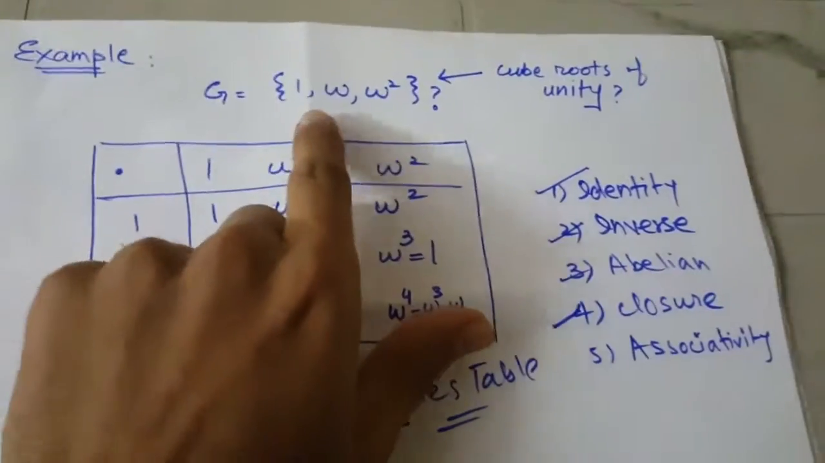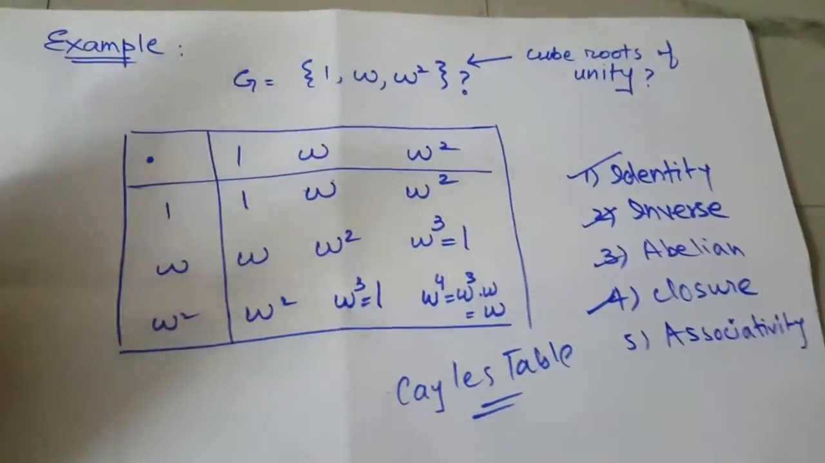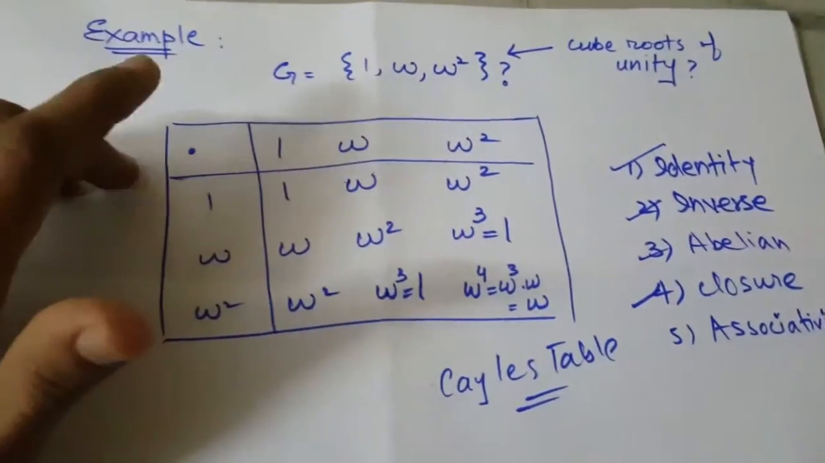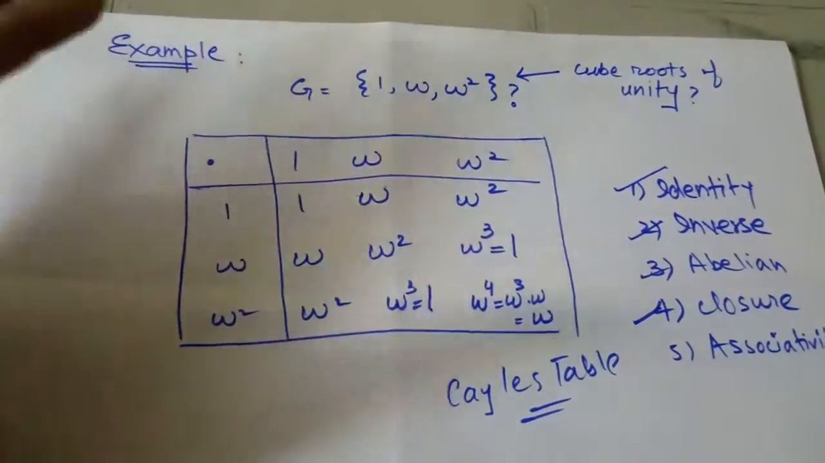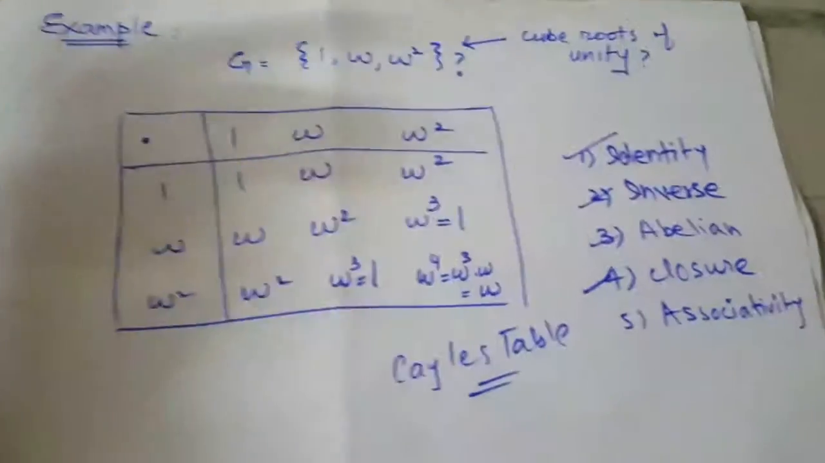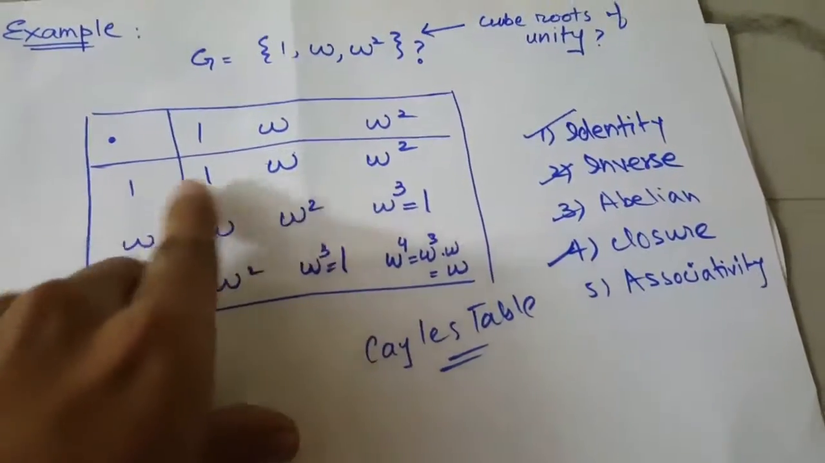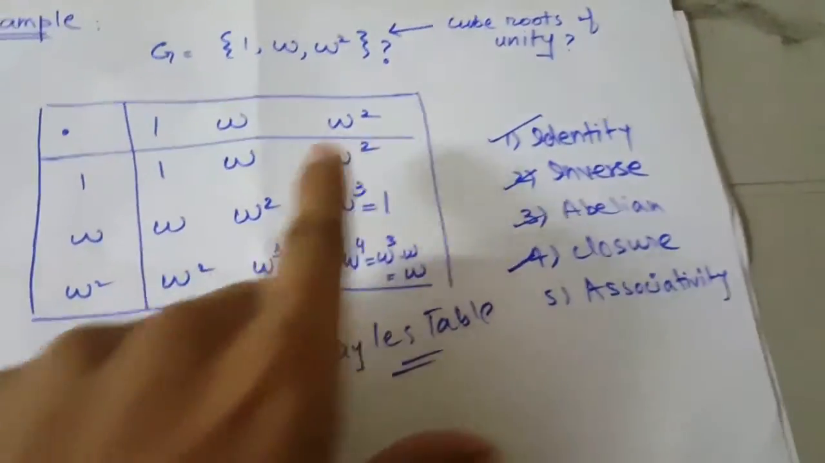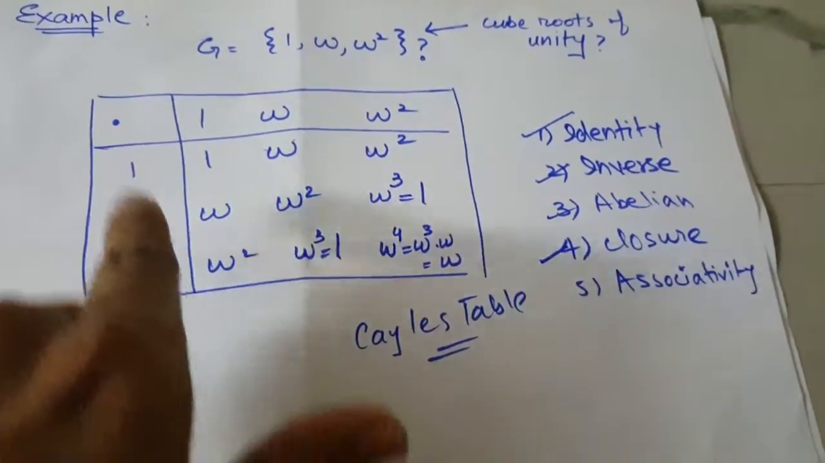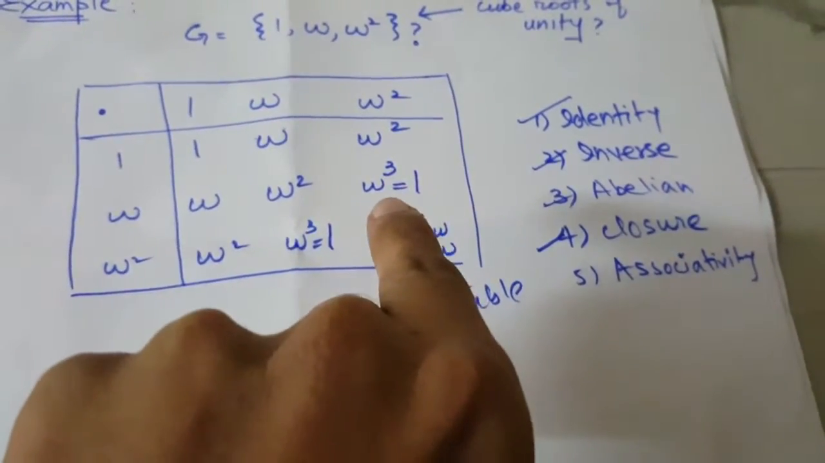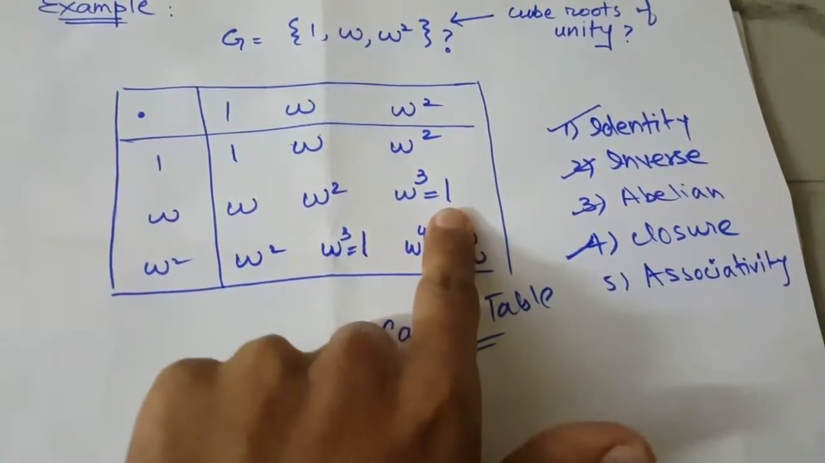So what we have to do is write all the elements in the columns as well as the row like this, and the operation we are checking is multiplication, so we have to put the multiplication symbol here. And the next step is very simple. You have to just multiply these elements with these, very basic multiplication: 1 dot 1 gives us 1, 1 dot omega gives us omega, 1 dot omega square gives us omega square. Similarly, omega dot 1 gives omega, omega dot omega gives us omega square, omega dot omega square gives us omega cube. And you know, in cube roots of unity, omega cube is equal to 1. So I will write 1 here.